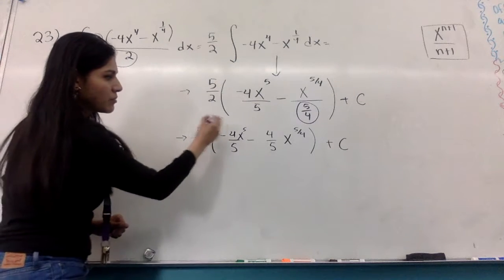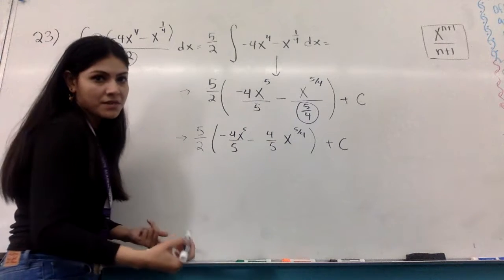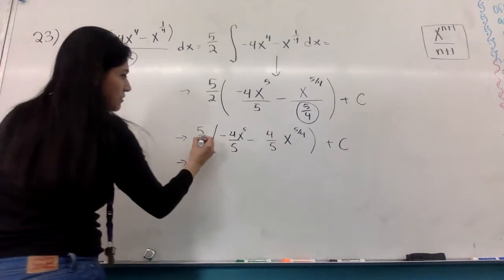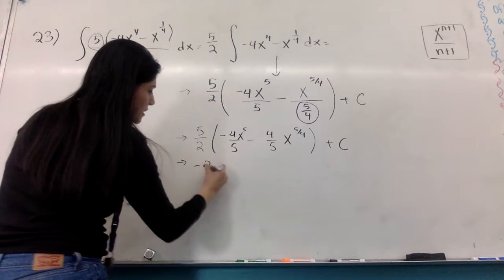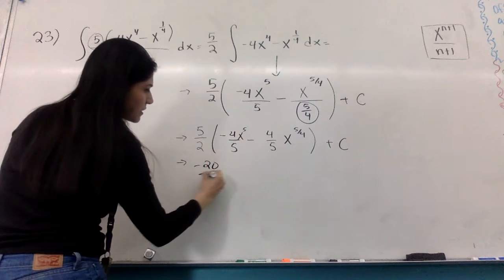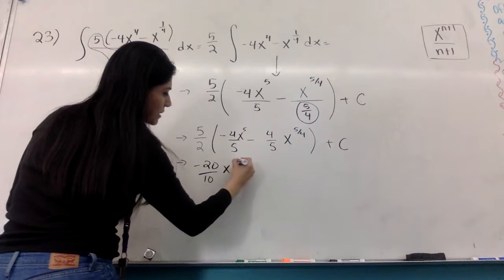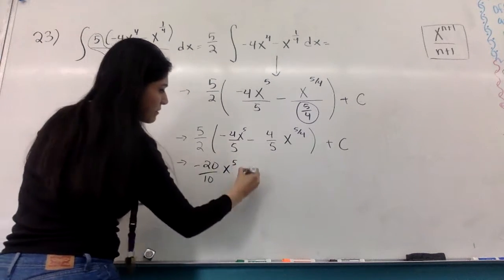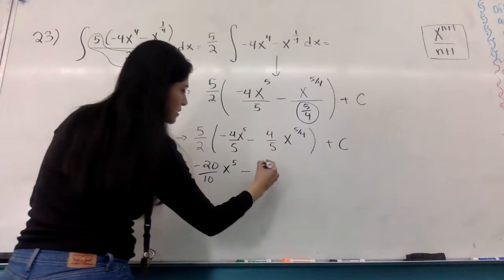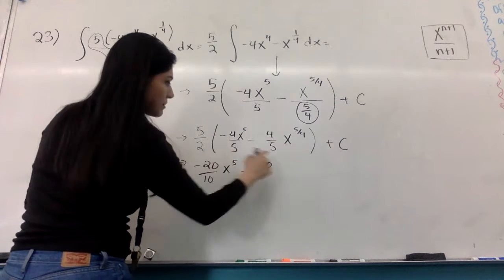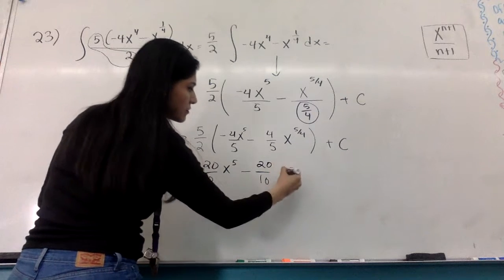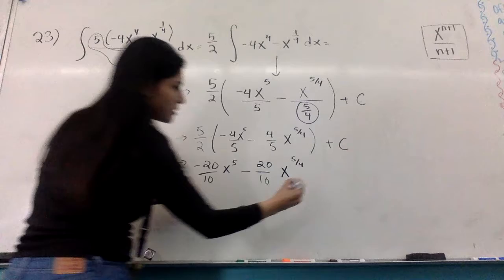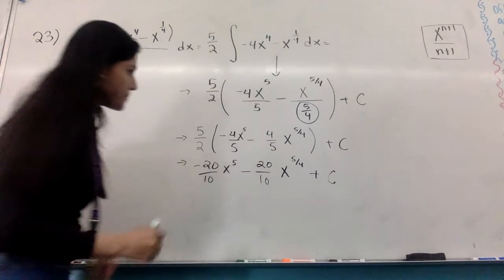Now what I'm going to do is multiply my 5 halves in, and then we'll be canceling out anything that can cancel. So 5 times negative 4, that's going to give me negative 20. 2 times 5, that's going to give me 10. Then we have x to the 5th. Now we have minus 5 times 4, that's 20. 2 times 5, that's going to give me 10. And then I'm just going to rewrite this x to the 5/4. Great, and when we distribute it, let me go ahead and put my plus c there.